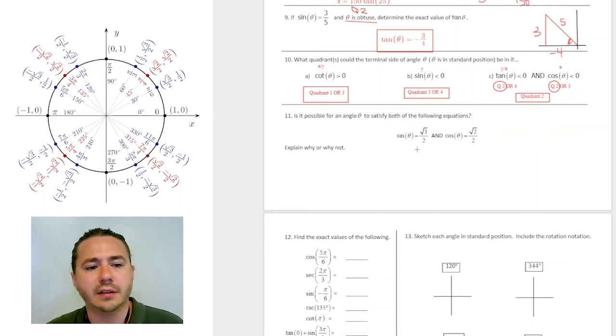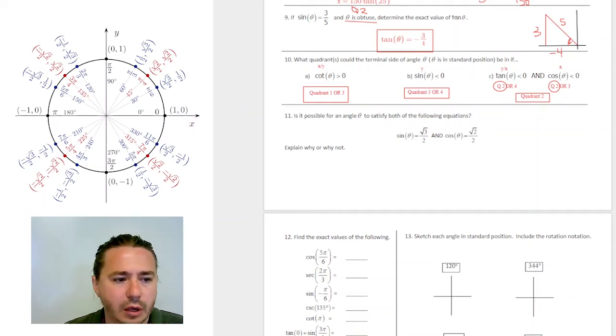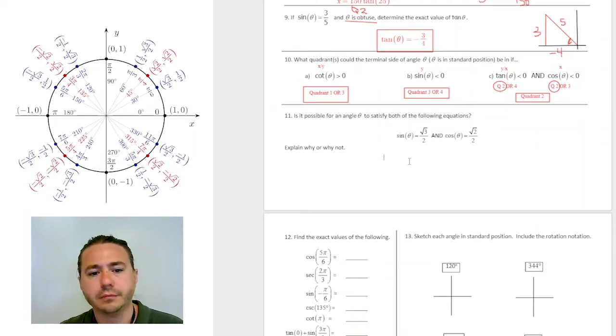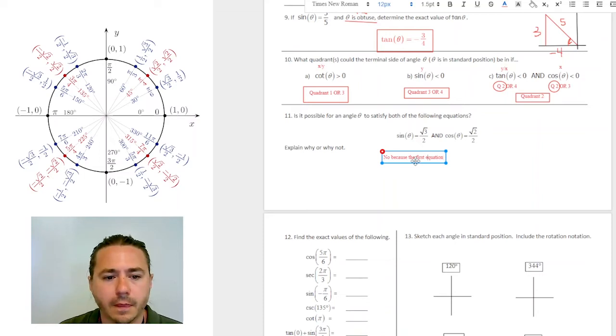All right, this number 11 is kind of an interesting question. It says, is it possible for an angle measure to satisfy these conditions, that sine of theta is root 3 over 2 and cosine theta is root 2 over 2? And the answer here is no. That's not possible. No, because there's only 2 places where sine of theta is root 3 over 2.